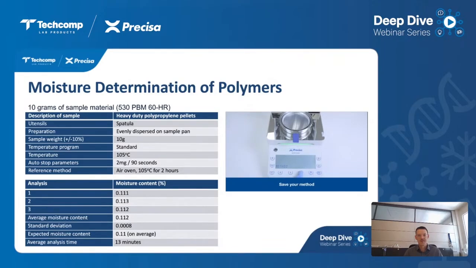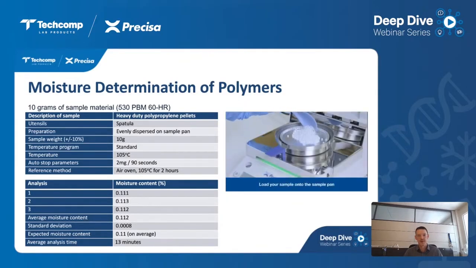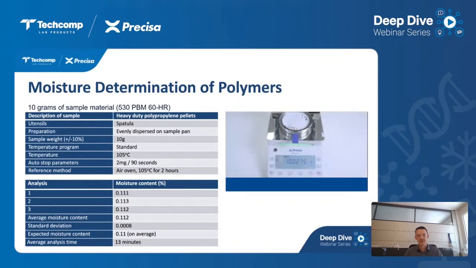The method can be saved so that you can reload it at a later point in time if the analysis is being reused. You can name it accordingly to easily recognize it. Here, the heavy-duty polypropylene pellets are being placed onto the sample pan with a spatula. It is important to evenly disperse the sample to ensure a quick drying process, which can be started by simply pressing a button.